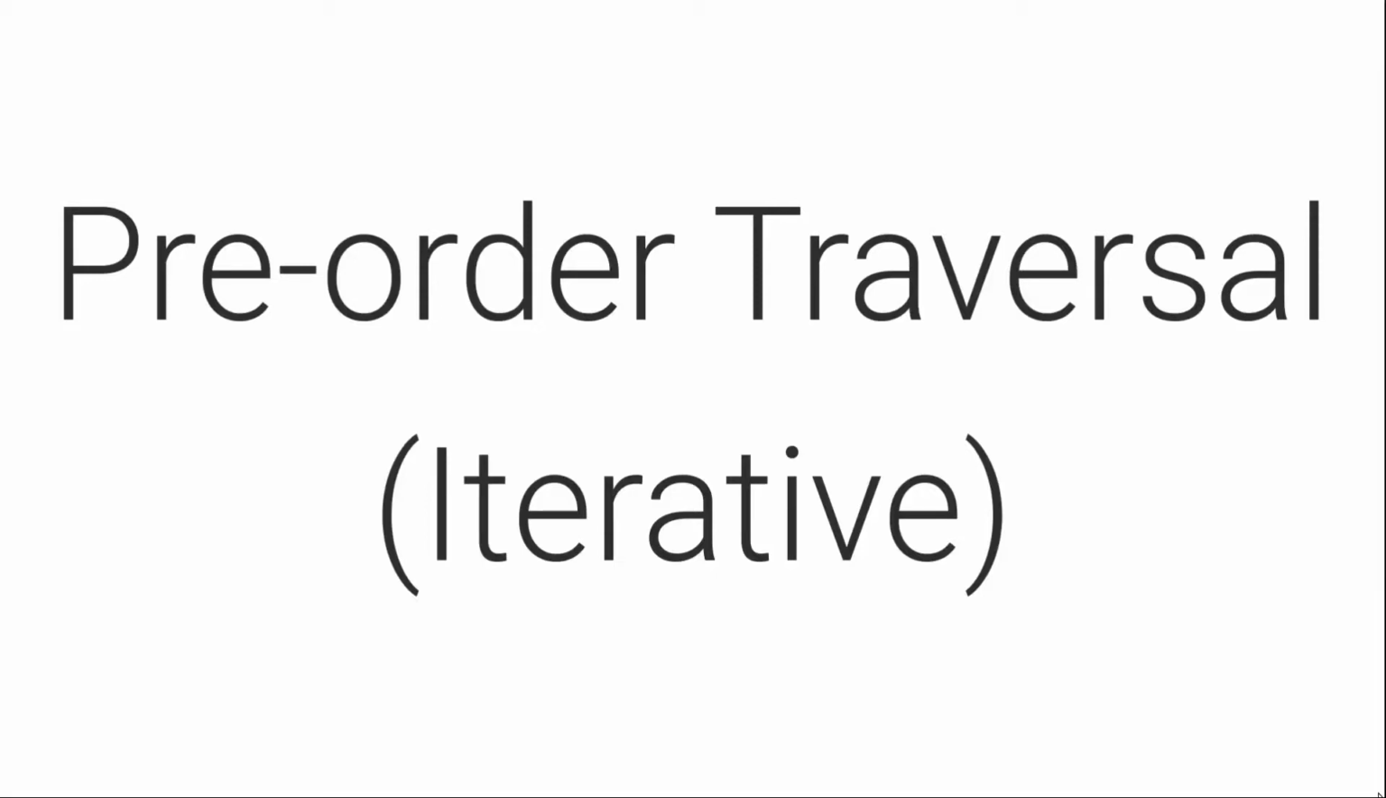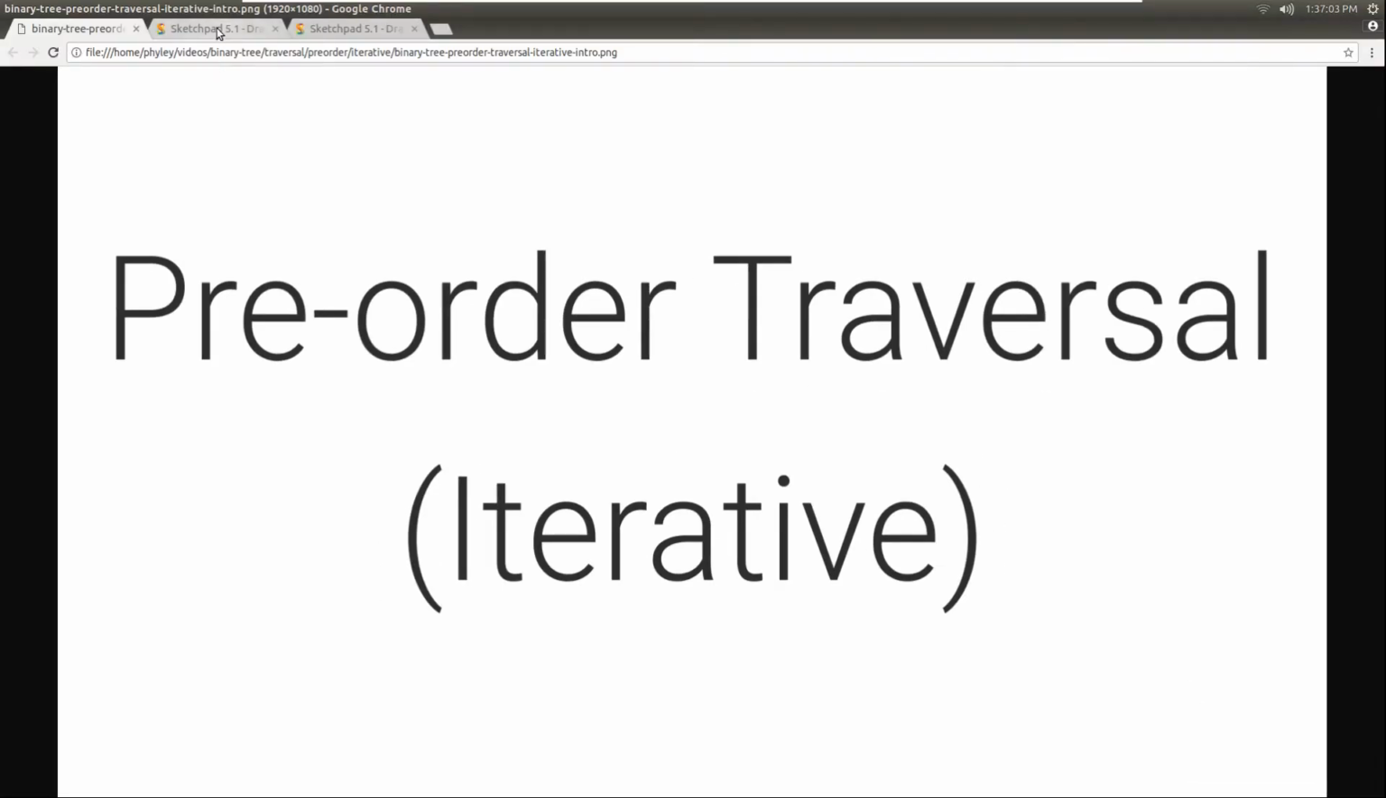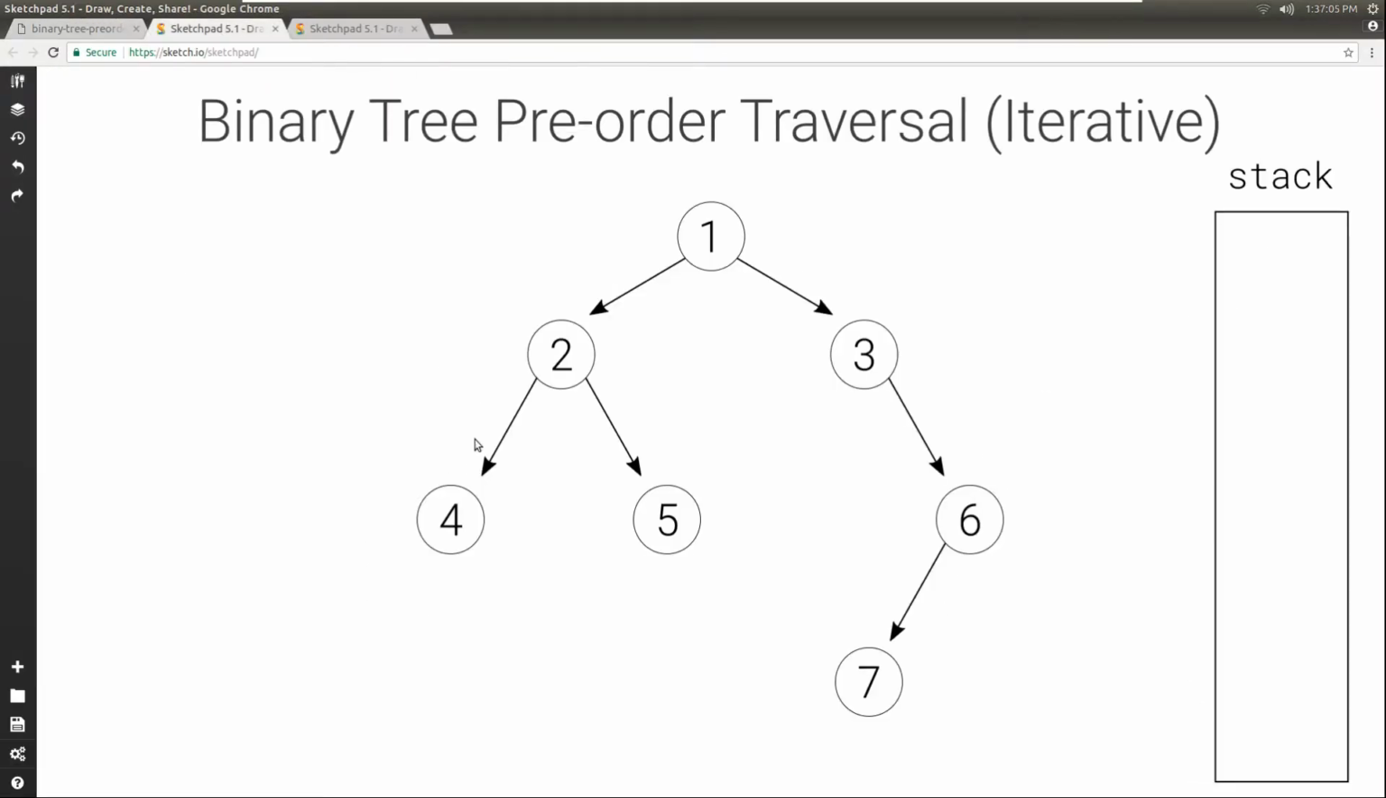Let's see how to do the preorder traversal of a binary tree iteratively. To do this, we'll use a stack, and we'll start with an example that demonstrates the process. So here we have a simple binary tree and a stack. We'll begin by pushing the root of the tree to the stack. And then we're going to set the current node to the top of the stack. So we're going to set current to 1.